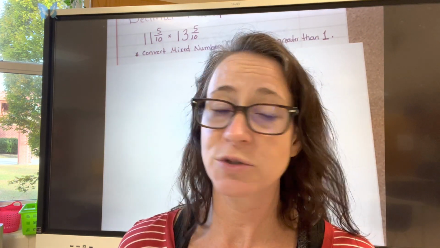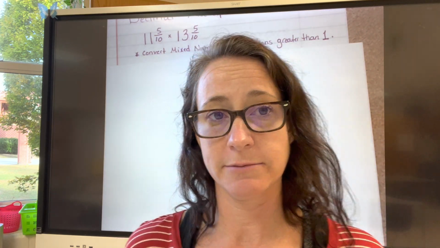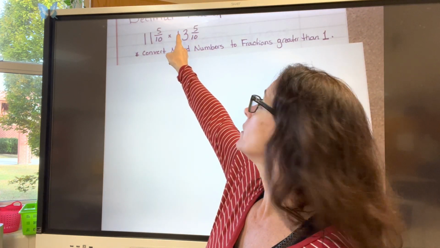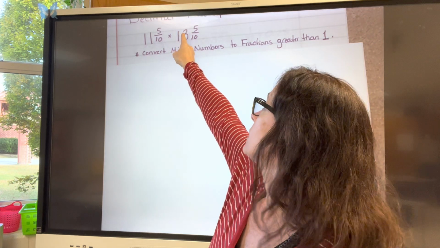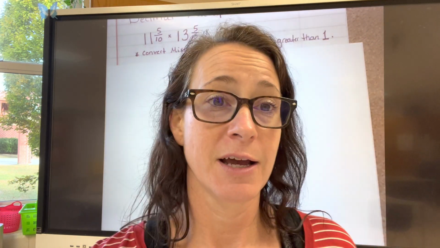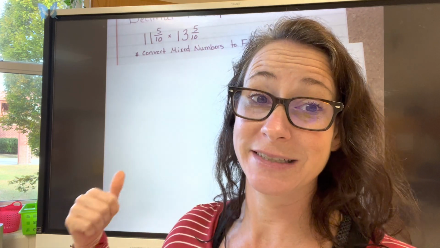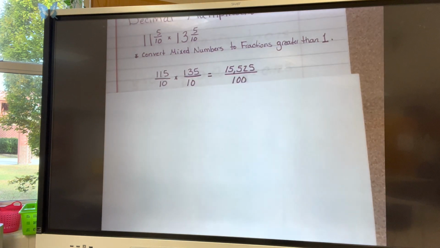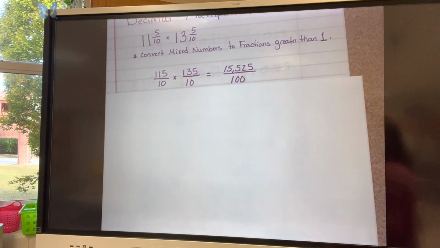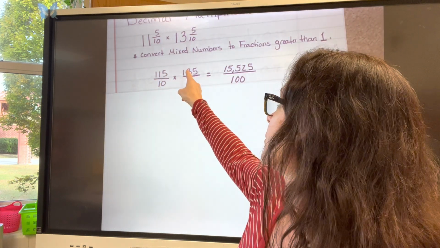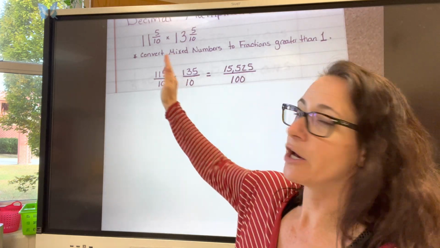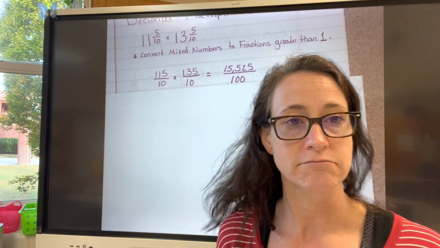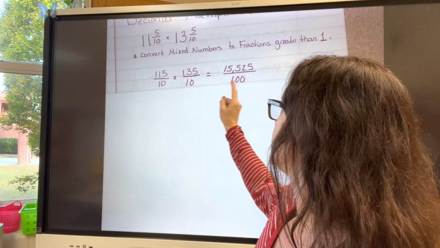So it would be 10 times 11, which is 110, plus 5 is 115. Same thing here, you take your denominator, multiply it by the whole number. So 10 times 13 is 130, and then add your numerator, 135. I'm really hoping you learned that in elementary school because it makes it super fast. Then once you do that, you go ahead and do your multiplication, okay? So I have 115 tenths times 135 tenths. When you multiply 115 times 135, you get 15,525, okay? And then when you multiply 10 times 10, you get 100.